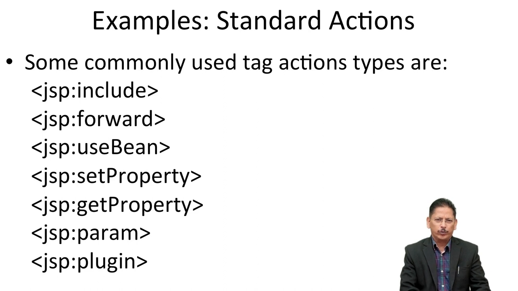jsp:include will include another file, and jsp:forward is also used for another file. And jsp:useBean means we can embed Java bean programs with a JSP program by using this useBean. And setProperty and getProperty will send as well as receive the properties, the attributes, in a JSP program. So these are the commonly used tag actions. These are the advanced JSP tags, and these tags are very, very important.